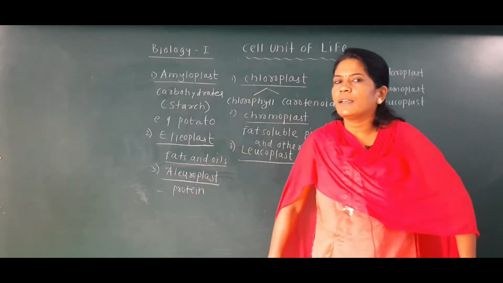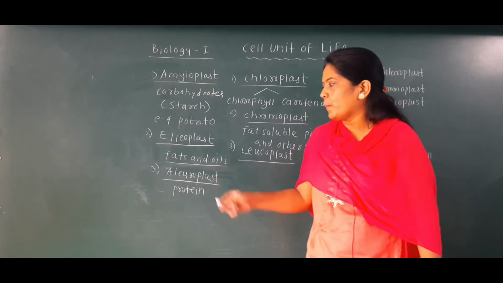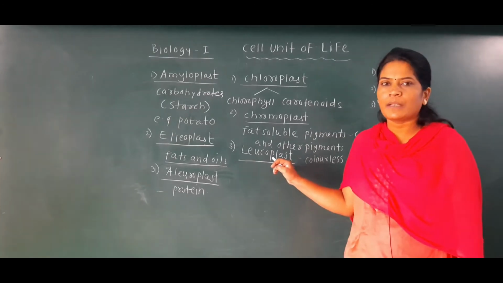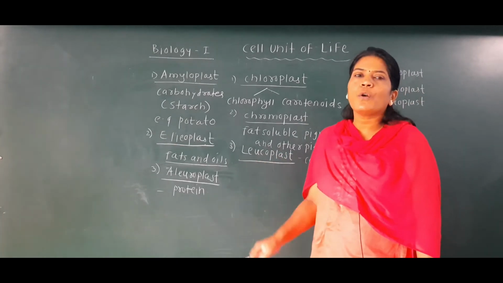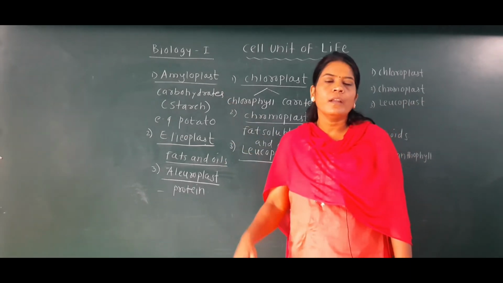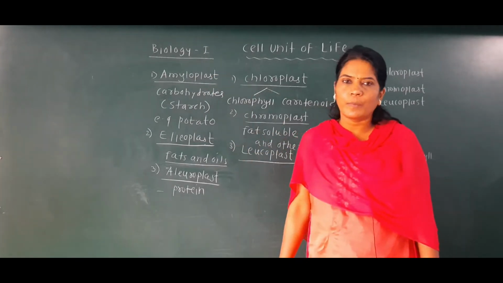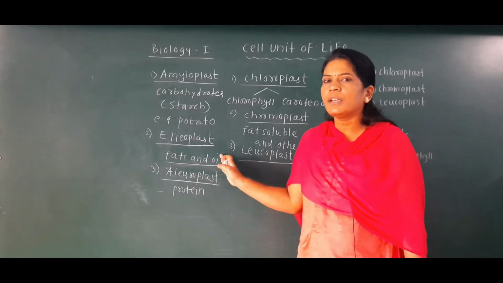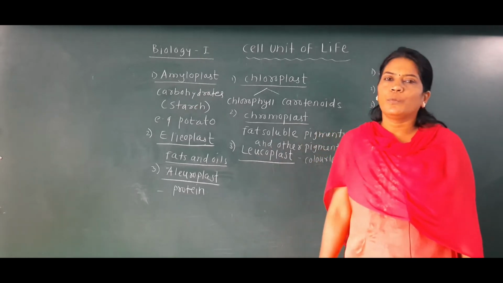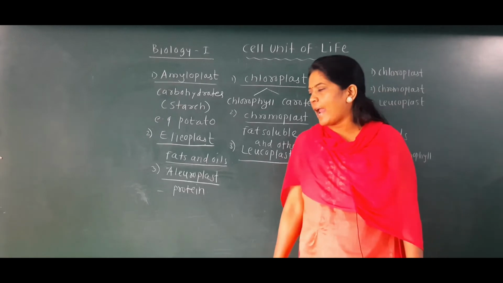So students, it is very important that amyloplast, elaioplast, and aleuroplast are the three types of leucoplast, according to which type of food material is stored in it. When carbohydrate is stored in the form of starch, it is called amyloplast. When fats and oils get stored, it is called elaioplast. And when proteins get stored, it is called aleuroplast. So leucoplasts are of three types: amyloplast, elaioplast and aleuroplast.